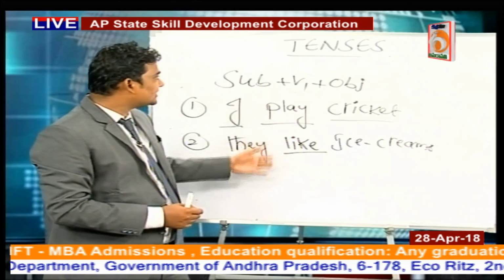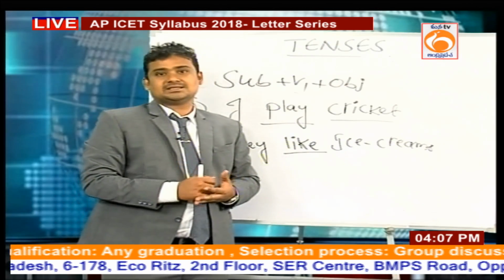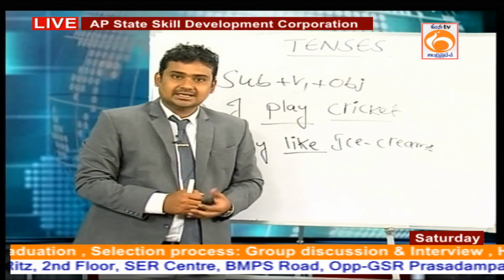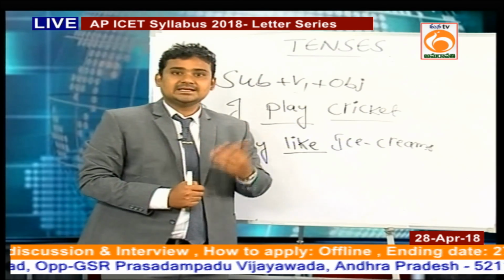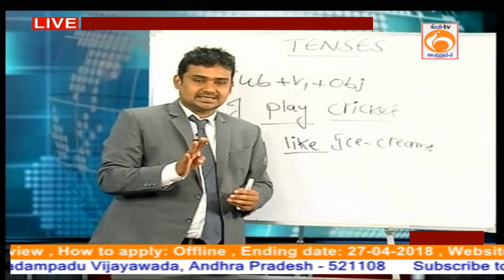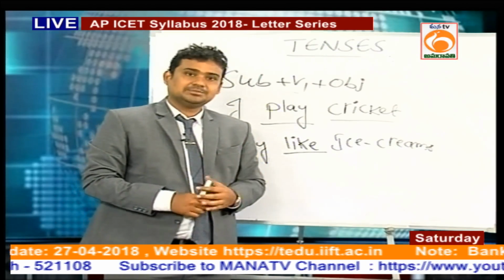Okay, these are two examples for simple present tense. What is simple present tense? The simple present tense denotes an action or event that happens, is happening, has happened, and has been happening. These four types of activity denote simple present tense.